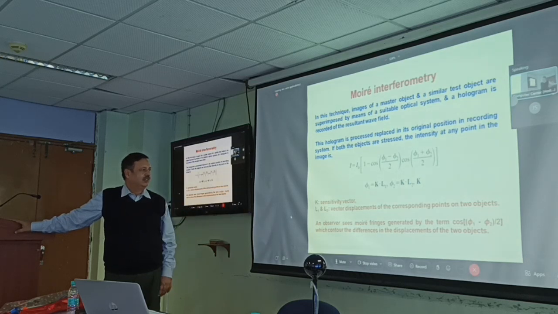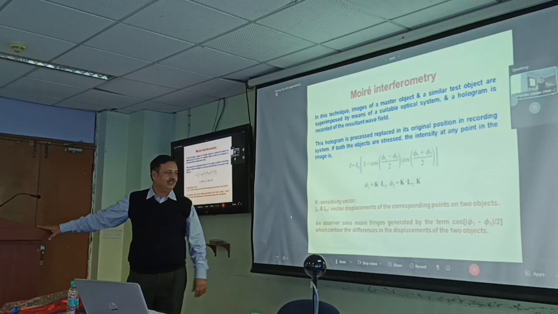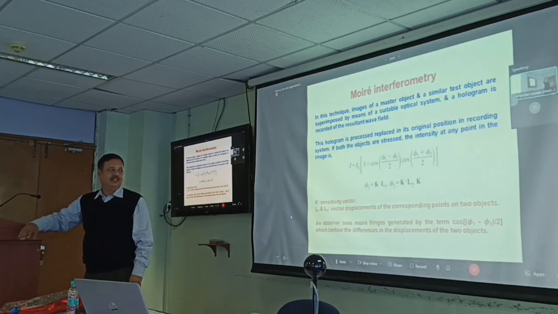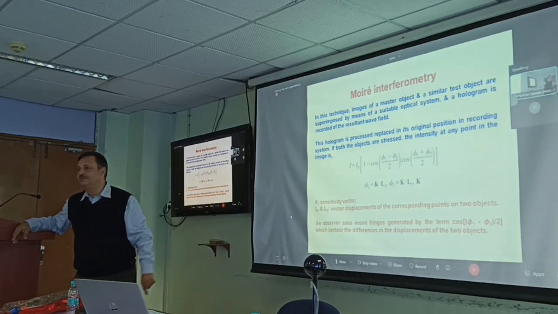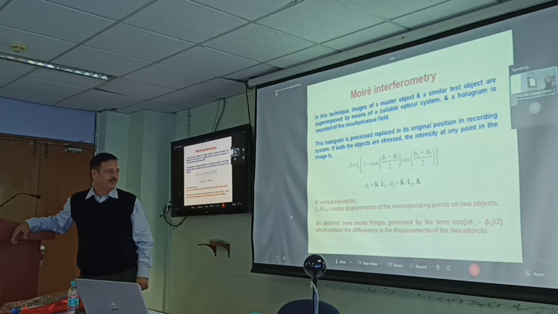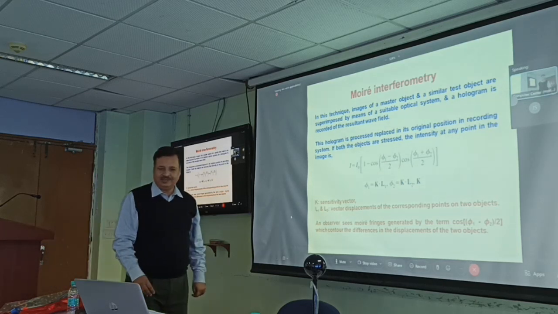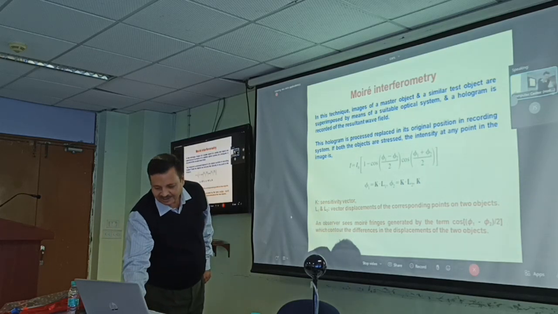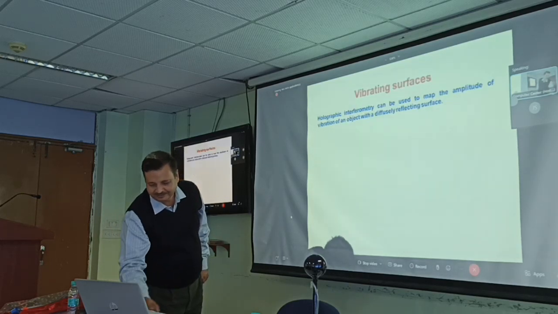K is the sensitivity vector. An observer sees Moire fringes generated by the term phi 1 minus phi 2 by 2, which contour the differences in the displacement of the two objects. This is how you can produce Moire patterns, Moire interferometry. Since somebody asked, I thought I would include that.